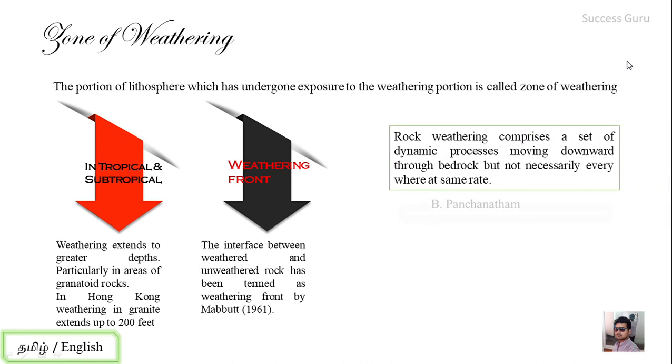From this class, we come to know that rock weathering comprises a set of dynamic processes moving downwards through the bedrock, but not necessarily everywhere at the same rate. I hope this is sufficient for this heading, weathering. If you still have any doubt, you can ask me in the comment section and I can explain with a special video.